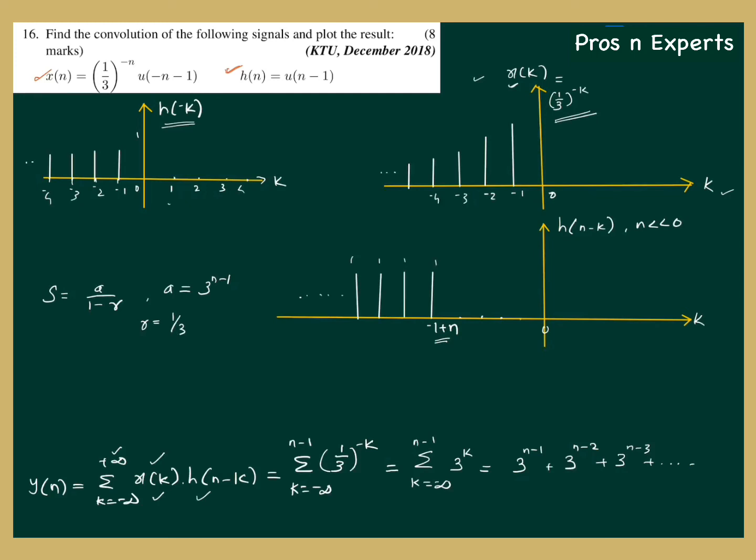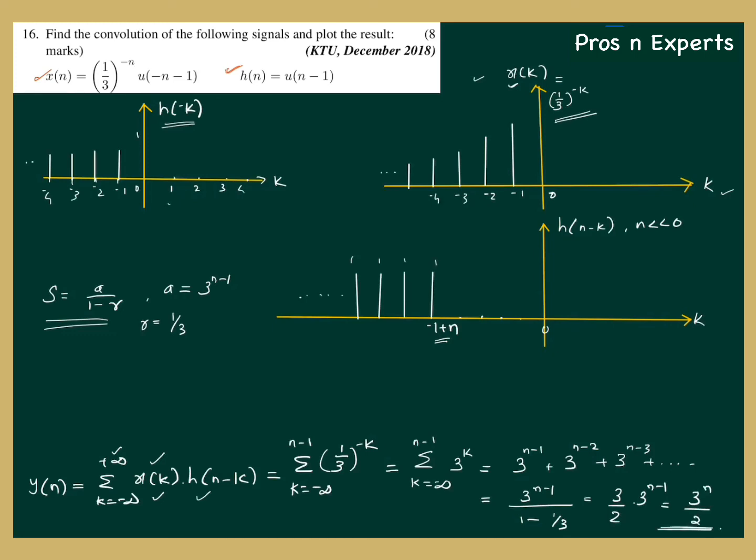To take care of the case that mod R is less than 1, right? Mod R is less than 1, so we are safe to use this equation, no problem. So the sum is actually equal to 3 raised to n minus 1 by 1 minus 1 by 3, which will give you 2 by 3 into 3 by 2 into 3 raised to n minus 1, which is equal to 3 raised to n by 2.